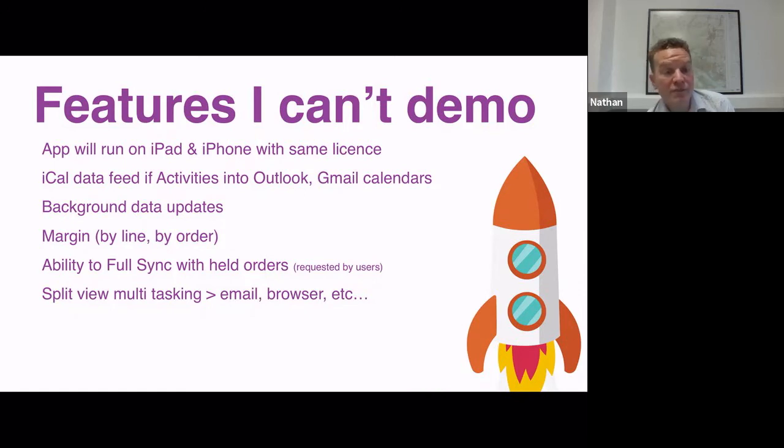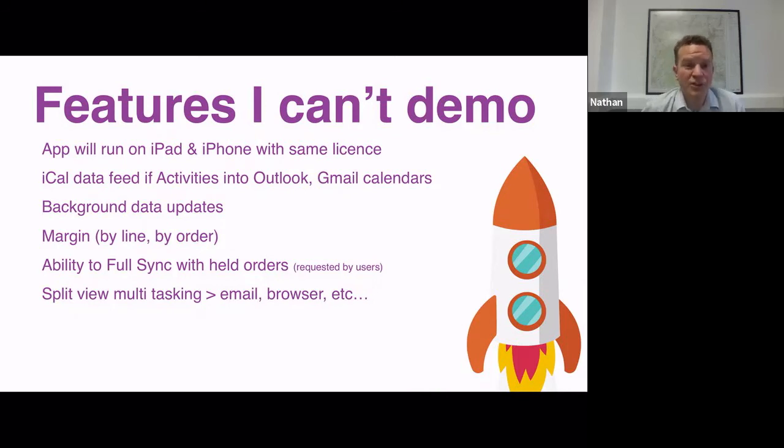We can now receive background data updates, which means that stock updates can be coming through to the app on a regular basis without the user needing to do a sync. There's also the ability to calculate margin by line and by order. For some sectors, not all, it's very interesting to see what margin is being made and how much leeway they have on a line basis and also an order basis.